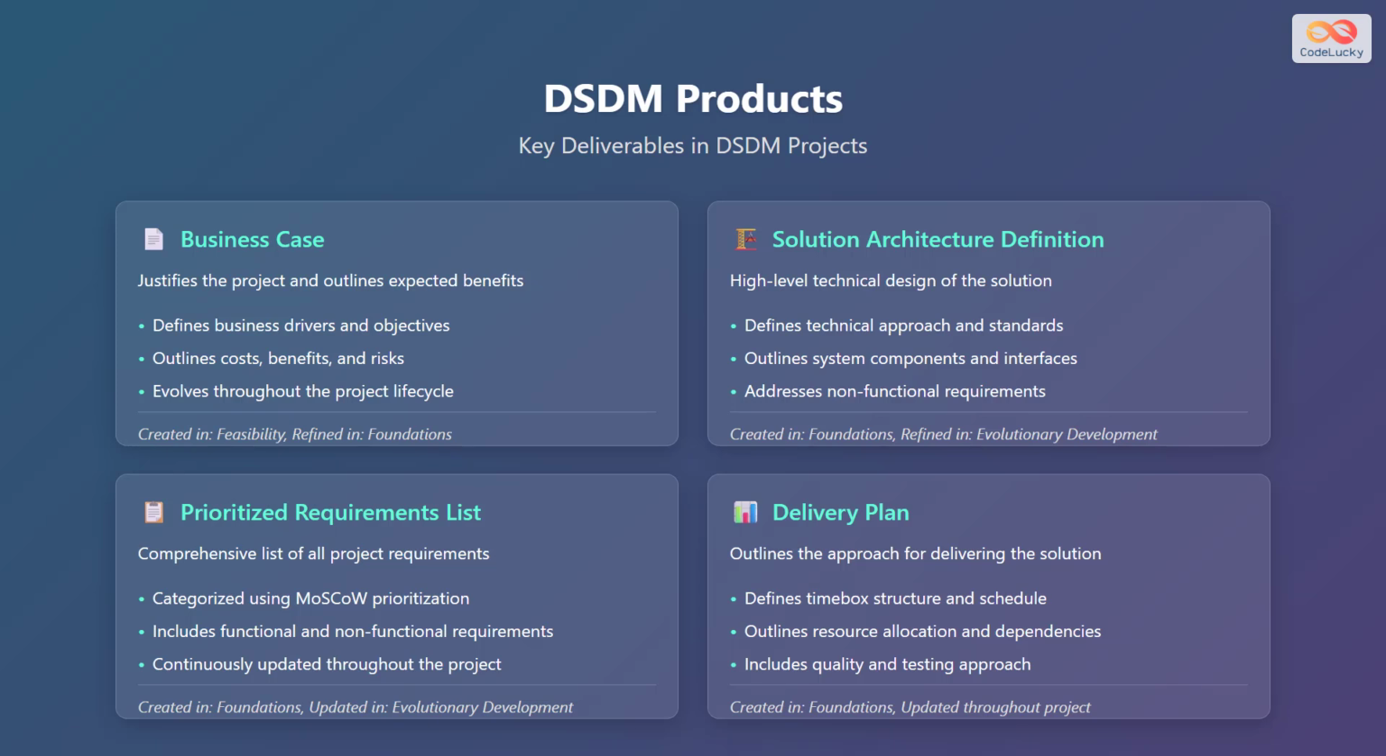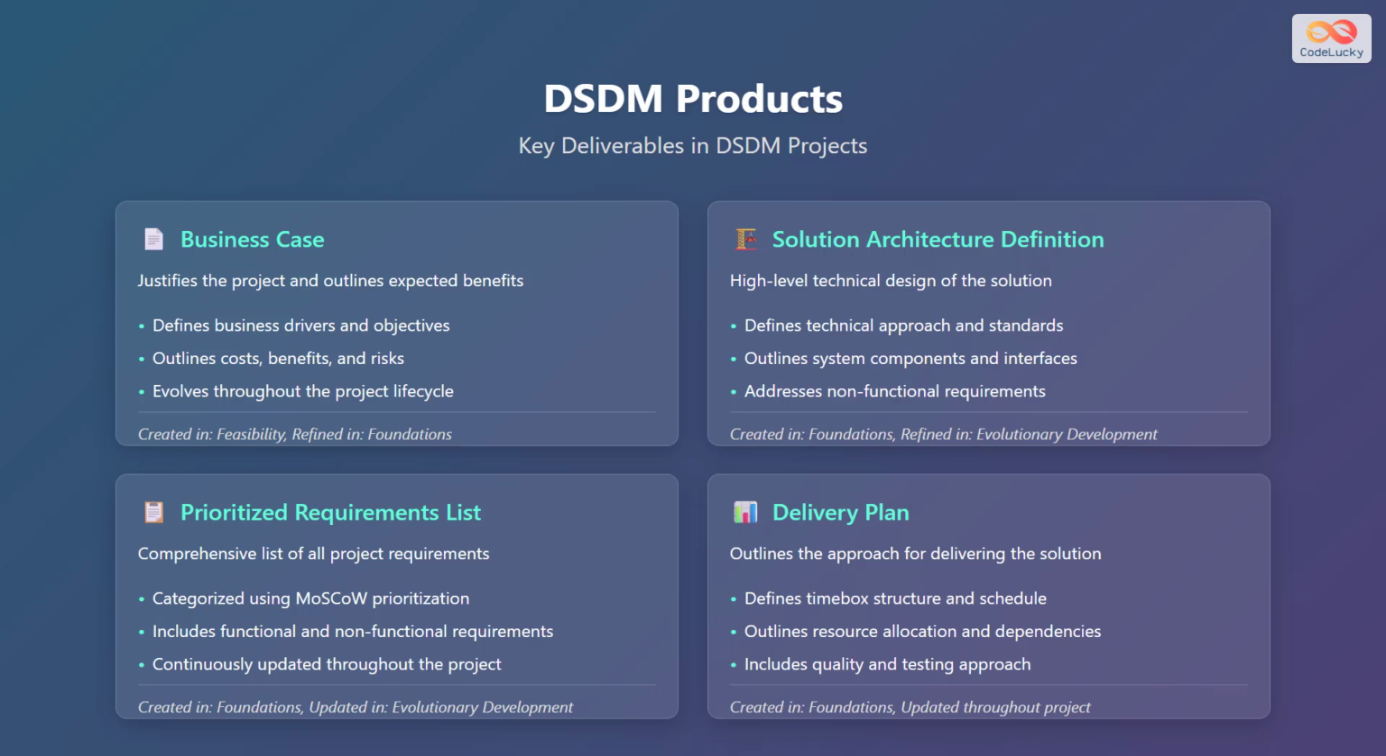The third product is the prioritized requirements list, which is a comprehensive list of all project requirements. It is categorized using Moscow prioritization, includes functional and non-functional requirements, and is continuously updated throughout the project. This is created in the foundations phase and updated in the evolutionary development phase.